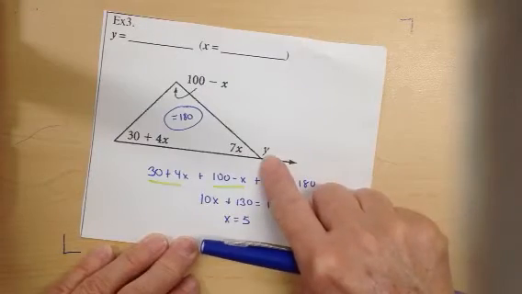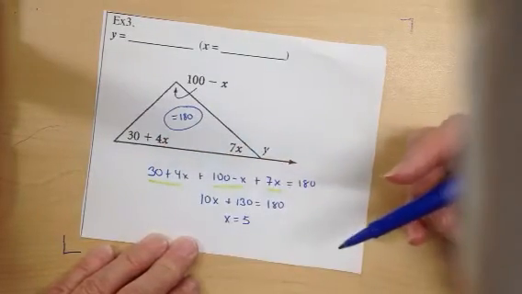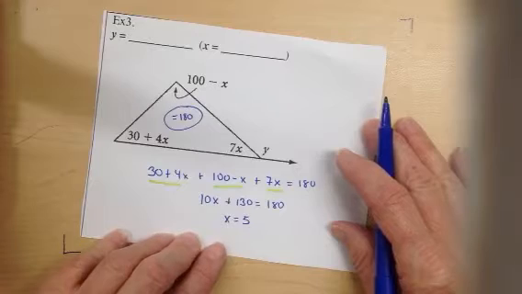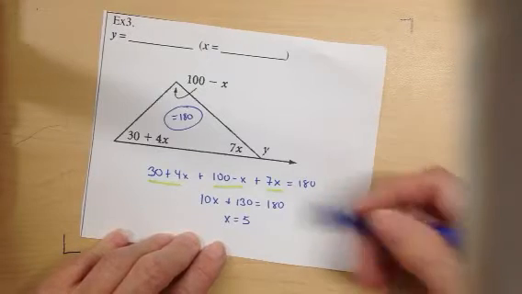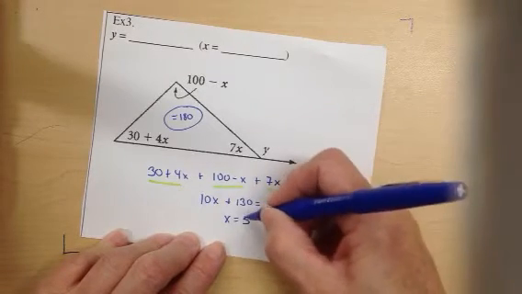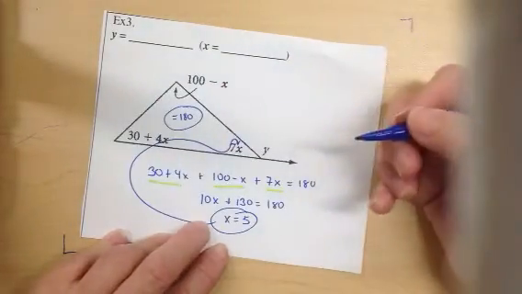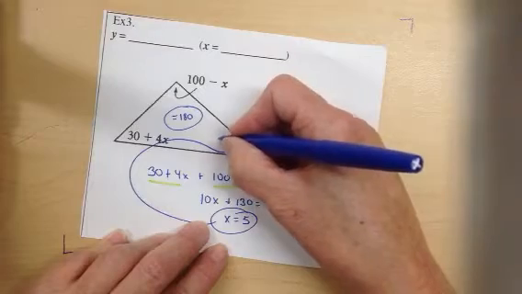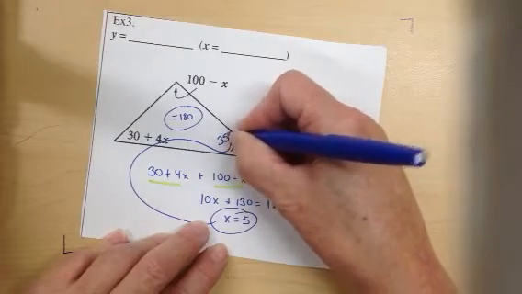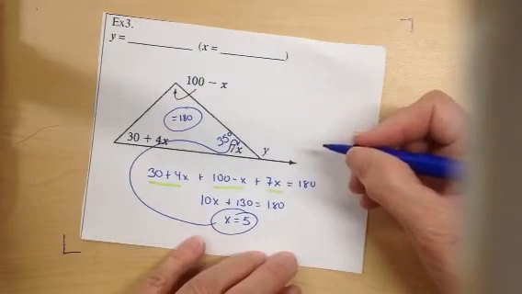Notice that this y has nothing to do with the 180, it has nothing to do with the inside of the triangle. But I am going to use it to solve for y. Because if I know x is 5, I can plug that in for this x here. So I know that this is a 35-degree angle. 7 times 5 is 35.